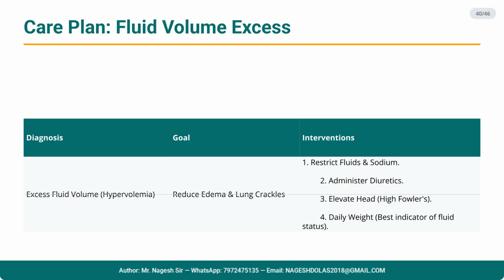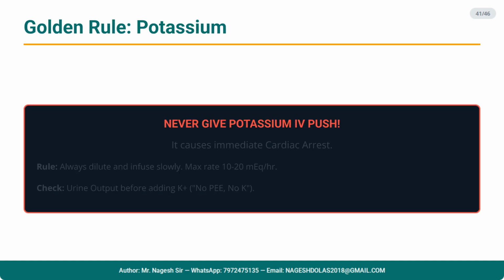A care plan for fluid volume excess involves diagnoses, goals, and interventions to address signs of fluid overload, restricting sodium and fluid intake, monitoring vital signs, and administering diuretics. The golden rule for potassium is never to give it via IV push, as it causes immediate cardiac arrest. Always dilute and infuse slowly, with a maximum rate of 10 to 20 milliequivalents per hour. Always check urine output before adding potassium.